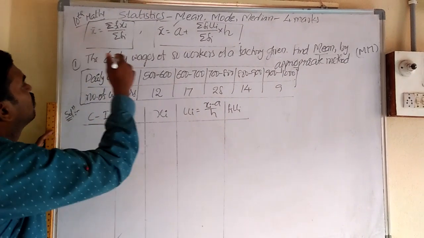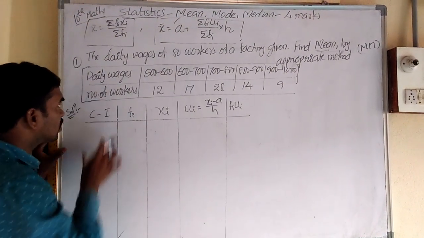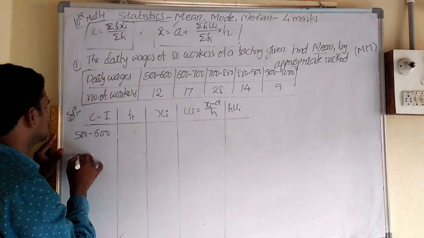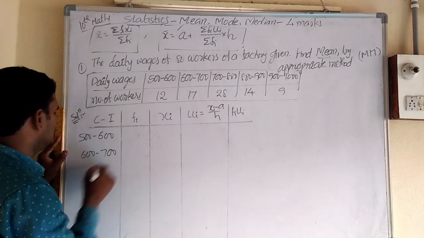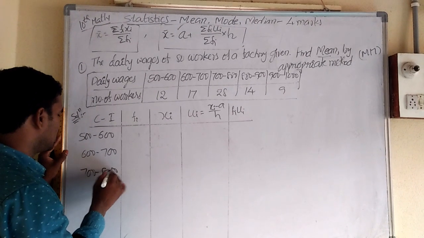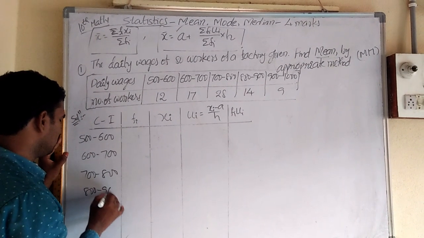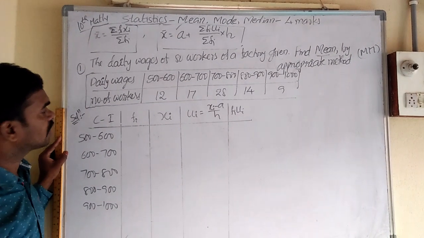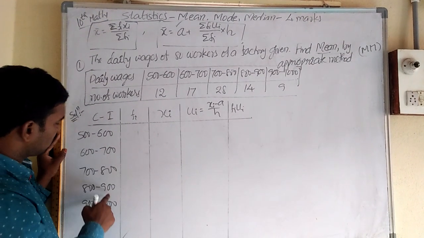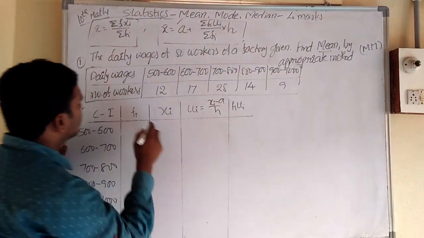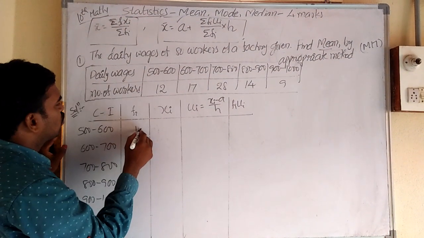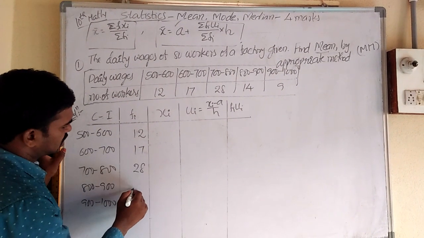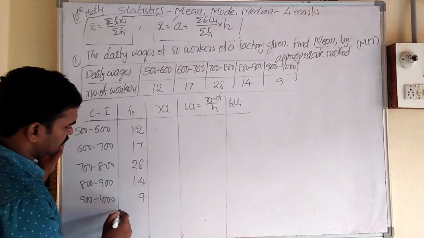So I'm ready. The first column has 500 to 600, then 600 to 700, next 700 to 800, next 800 to 900, next 900 to 1000. These are 5 rows. The frequencies: for 500 to 600, 12, next 17, next 28, next 14, next 9.